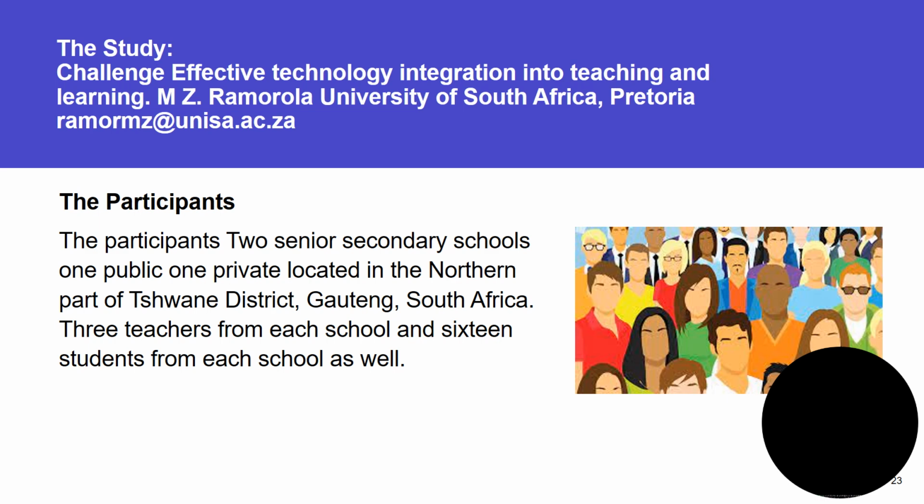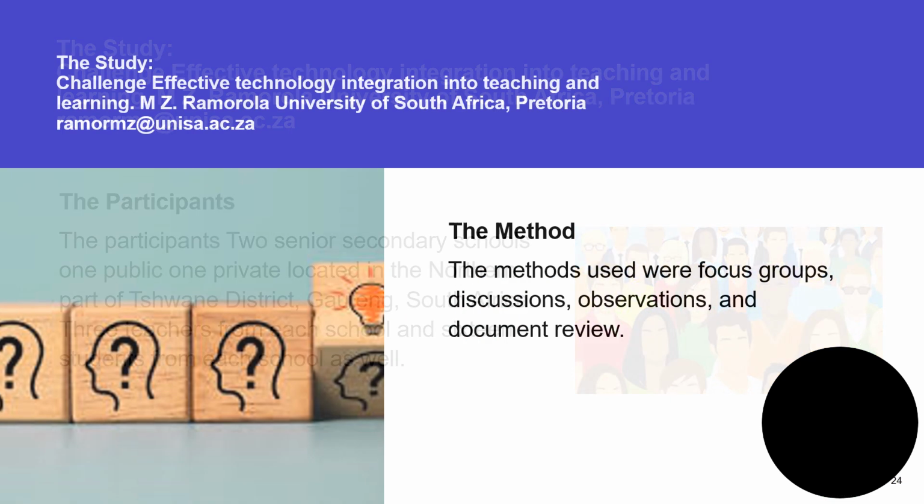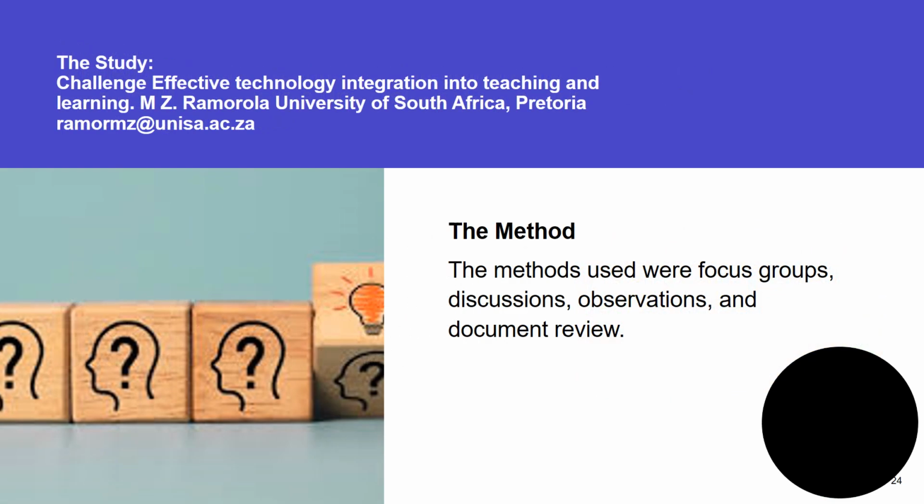The study's participants included 9 teachers and 48 students. These students were from different schools, 16 from each of the 3 schools involved in the study, one of those schools being private as well as 2 being public. 3 teachers were taken from each school and 16 students from each school. They were all integrated and prepared for this study. The study used focus groups, discussions, observations, and review of documents written by the participants to help determine the results.